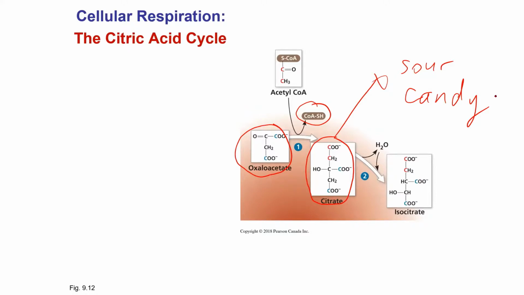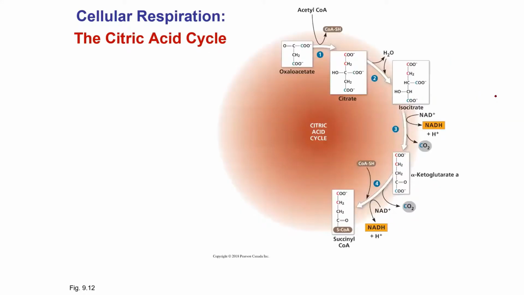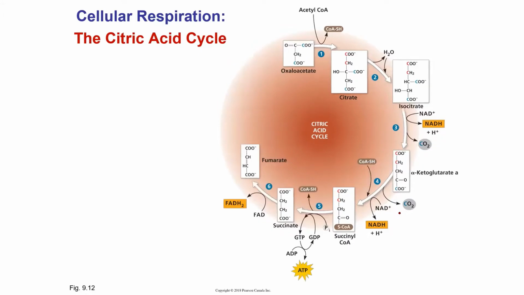This gets transformed a little bit into isocitrate. You can see a little bit of isomerization going on. Not really a big deal. But the next few steps are a big deal, because you can see here we're making some NADH, so we're oxidizing it. It's losing some electrons. It's also losing some carbon. Then we're going to do that again, lose some more carbon, lose some more electrons, and produce more NADH. And then we're going to make some ATP.